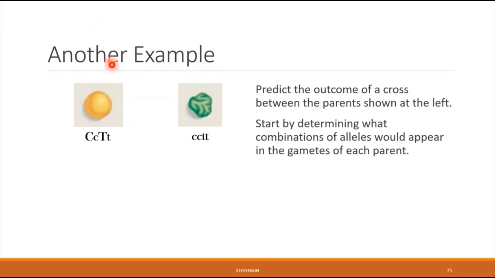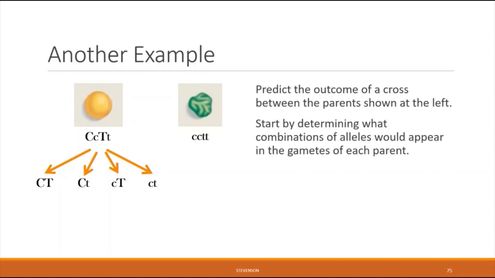The more complex parent is the F1 generation because it is heterozygous for both traits. This means that there are actually 4 different possible combinations of alleles that might be seen in its pollen or its ova. And those are capital C, capital T; capital C, lowercase t; lowercase c, capital T; and lowercase c, lowercase t.